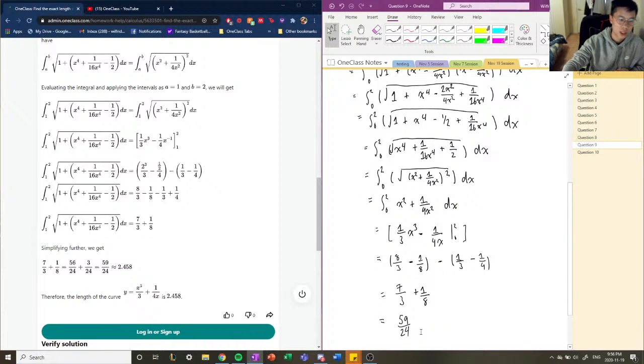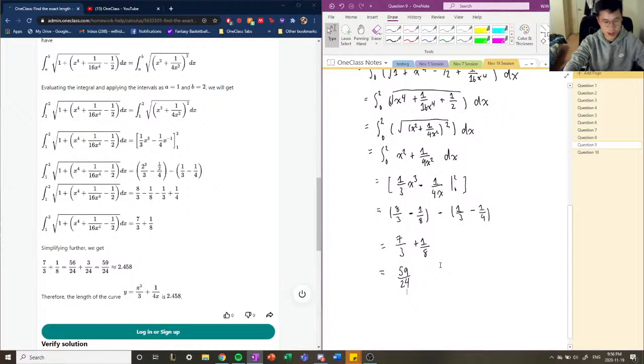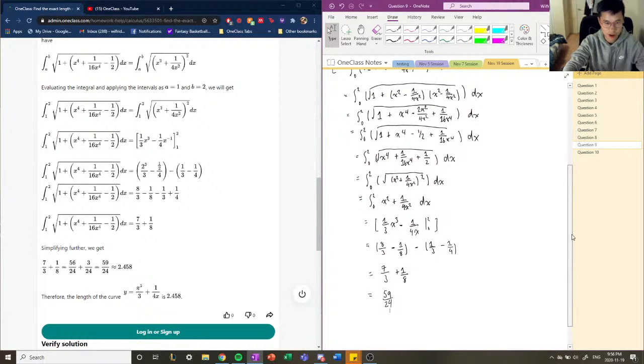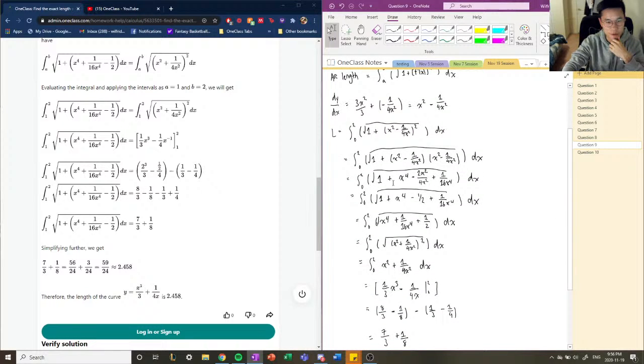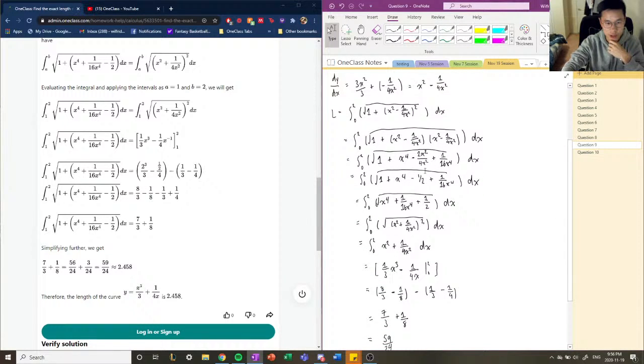So we found our arc length after a long calculation. We used our arc length equation, found our derivative, subbed in everything, and simplified.